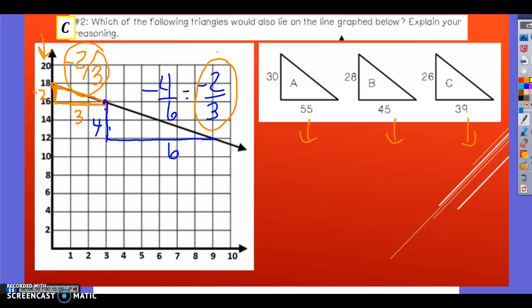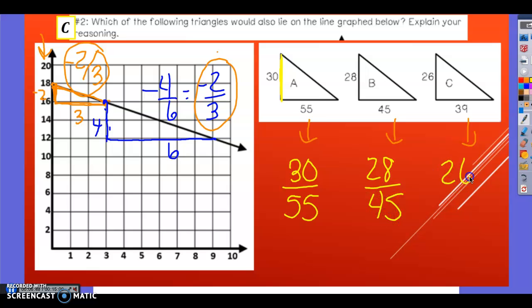So triangle A, my rise is 30 and my run is 55. I'm going to have to simplify that. Triangle B, my rise is 28 and my run is 45. And triangle C, I'm going to have 28 over 39. Remember, the triangles that have the same slope will lie on the same line. So let's simplify these and see which ones have the same slope.